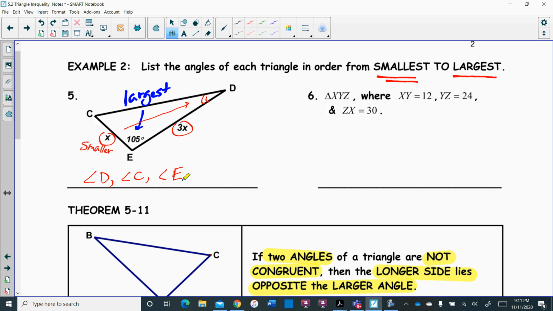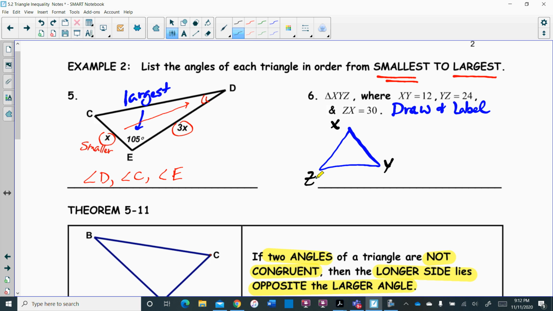So on number 6, if a diagram is not given, then you need to draw and label one. This is just a little hint: if you don't see a picture, draw and label. So just make a random triangle. It doesn't have to be to scale or anything. We're going to label it X, Y, Z.